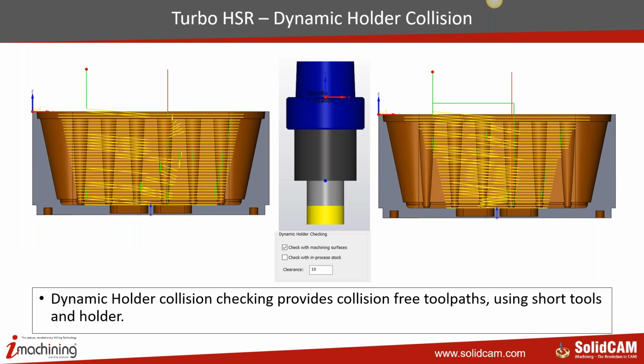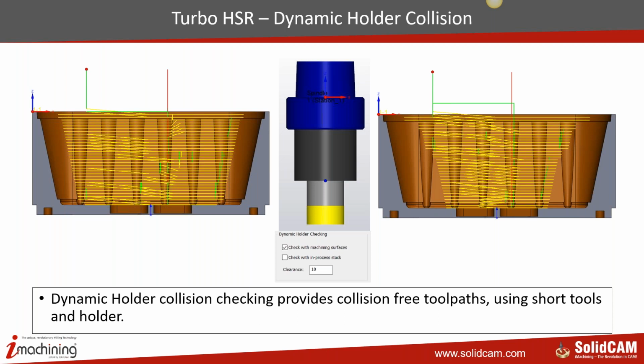Dynamic holder collision, also a feature of Turbo HSR. It provides collision-free toolpaths. You can provide your holder, and the holder will be checked against two items, depending on what the user has selected. It could be checked only with the machining surface to see if there's a collision with the machining surface, or it could be checked with an in-process stock, the dynamic stock that is available at that given point. It will be checked against that.